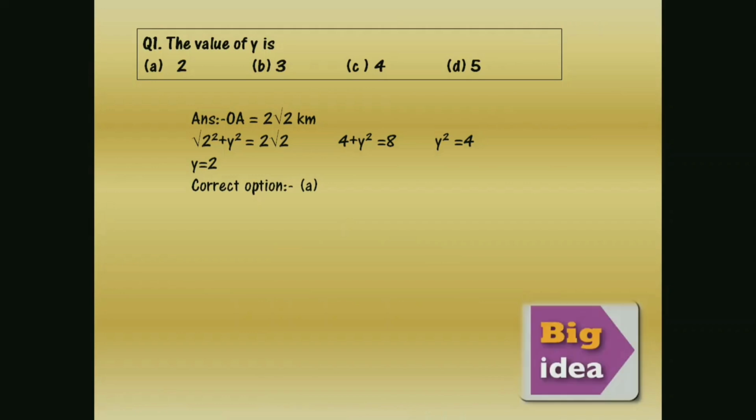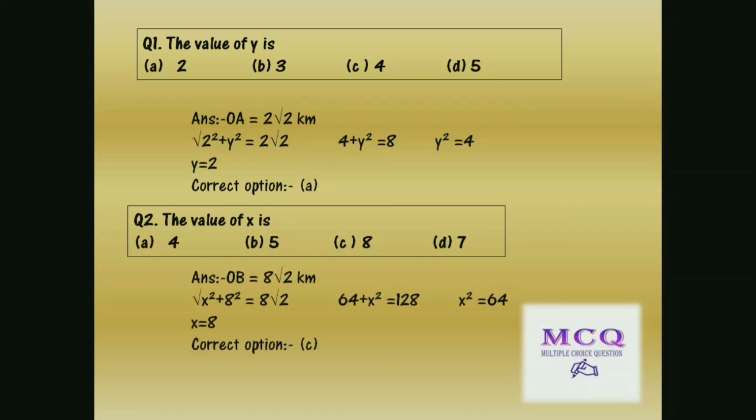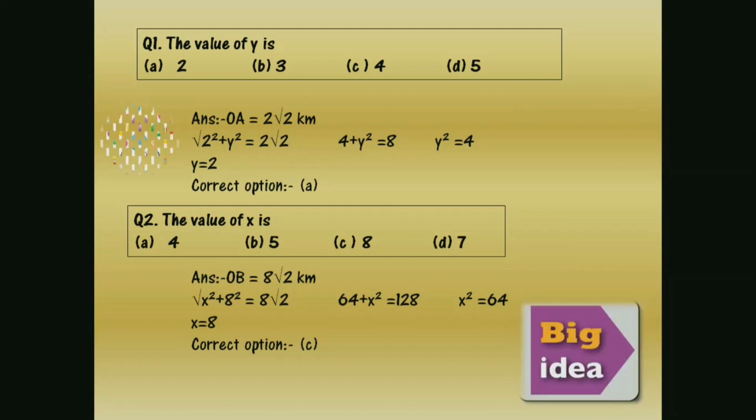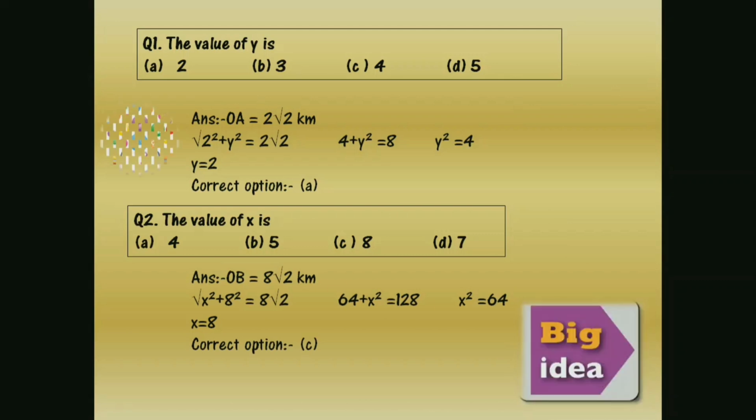Question number 2. The value of x. In the same way, from the figure, OB is equal to 8 root 2. So O is the origin, consider vertex O as (0, 0). Then B is also given. Substitute in the distance formula. Then you will get the answer x equal to 8. So the correct option is option C, 8.